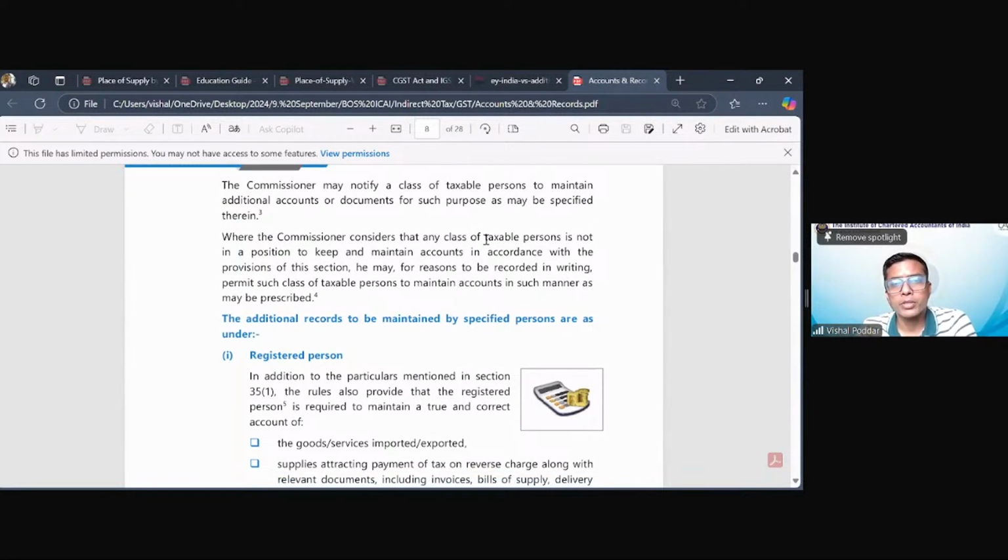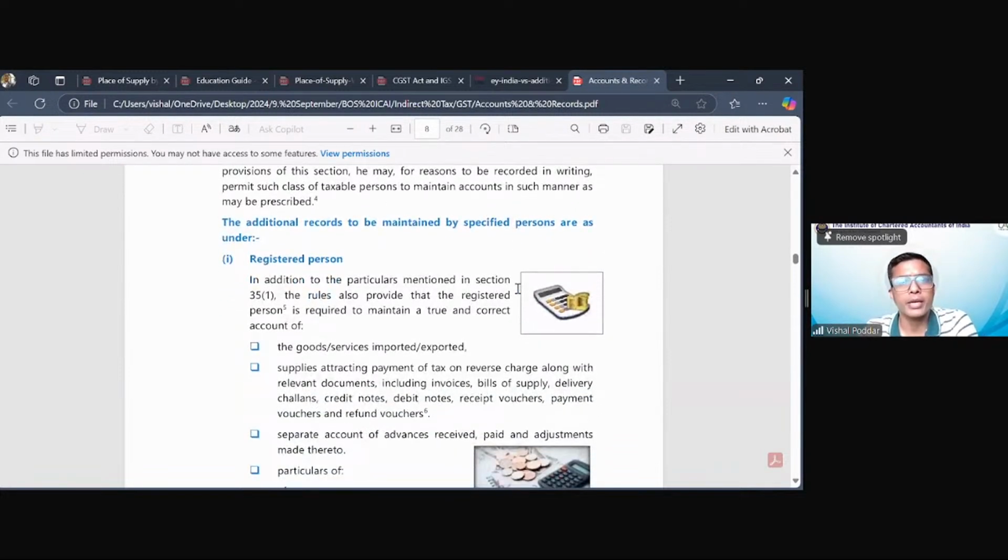Further, where the commissioner considers that any class of taxable person is not in a position to keep and maintain accounts in accordance with the provisions of this section, he may, for reasons in writing, permit such class of persons to maintain accounts in some other manner which may be prescribed. So all these are relaxing provisions.